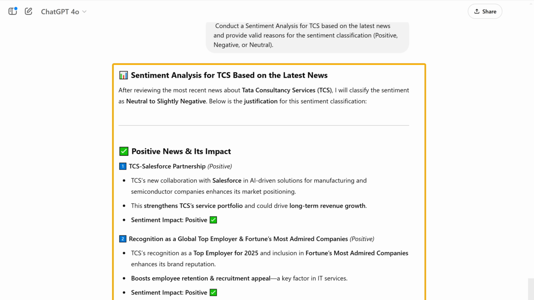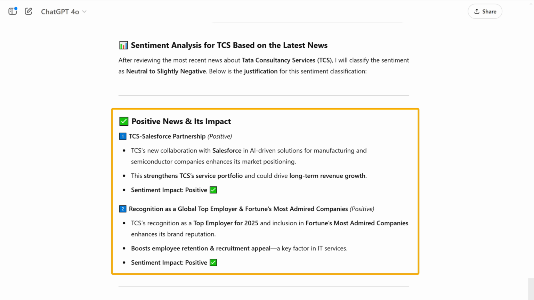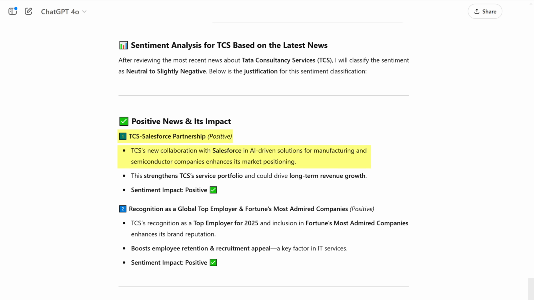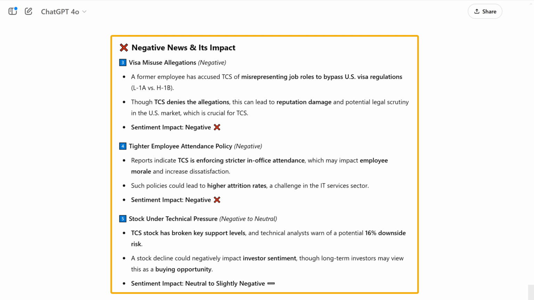Alright, now ChatGPT has segregated all that information into different categories. First, the positive news. The company partnering with Salesforce for AI means there's potential long-term revenue growth. It has also been recognized as the top employer and one of the world's most admired companies, boosting its brand reputation. Now, the negative news.